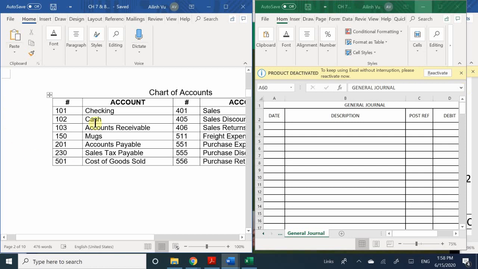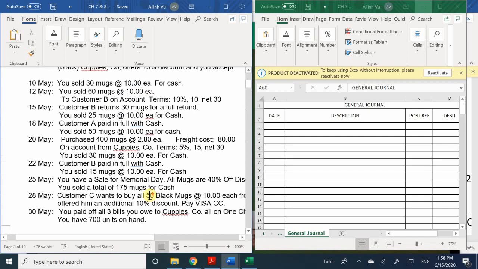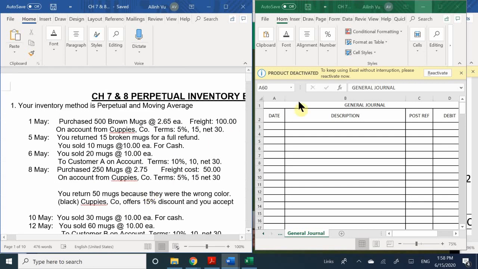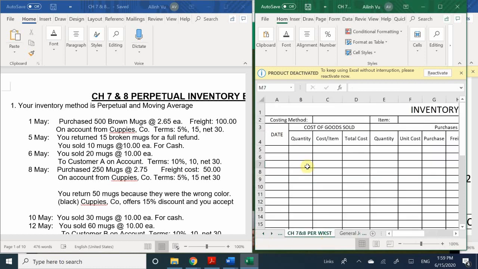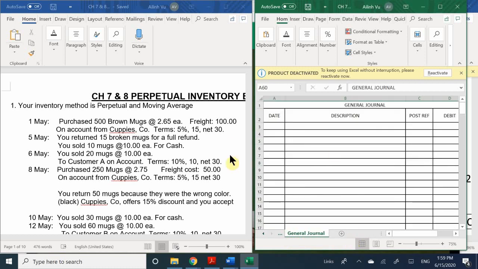All right. So again, I'm going to be utilizing both the Word document and the Excel sheet to do our exercise 7 and 8. All right. Okay, so I'm going to go ahead and start on my journal first because that's always the first thing you want to start with. But let's go ahead and go through each scenario and see what it asks us.